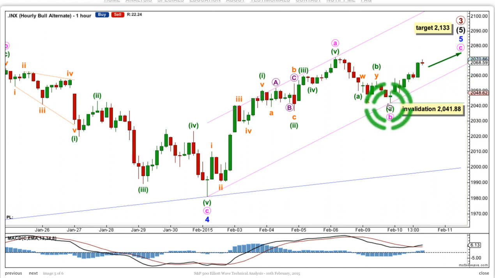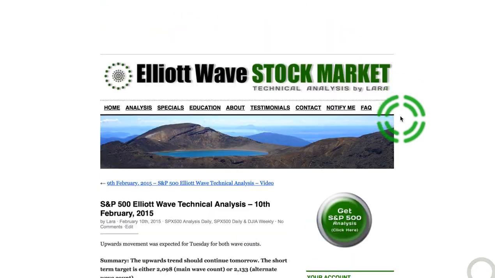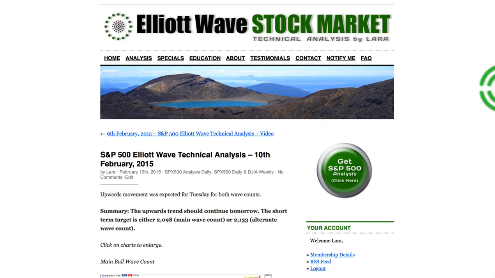And again, within the C wave, no second wave correction can move beyond the start of its first wave. The invalidation point at the hourly chart level is the same, so there's no divergence between the two wave counts at this stage. And the bull and bear wave counts still won't diverge for several weeks, if not months yet.